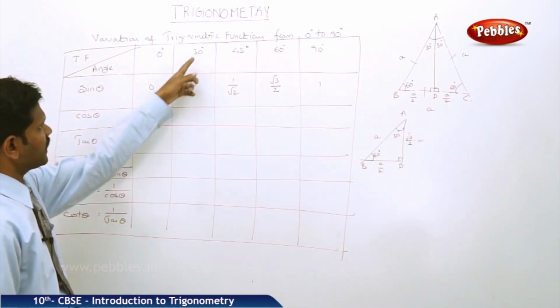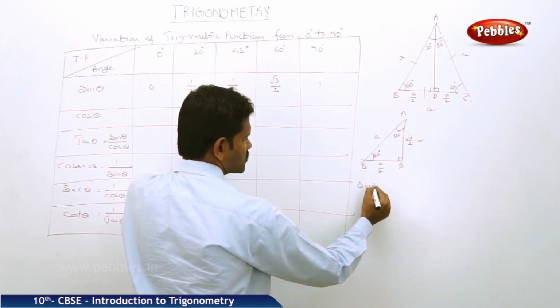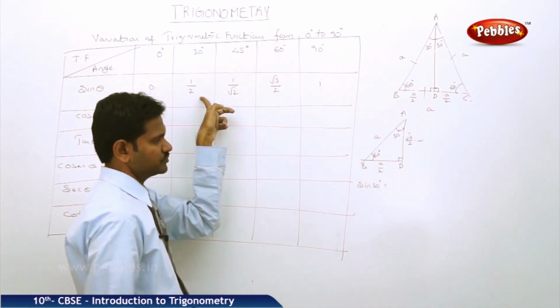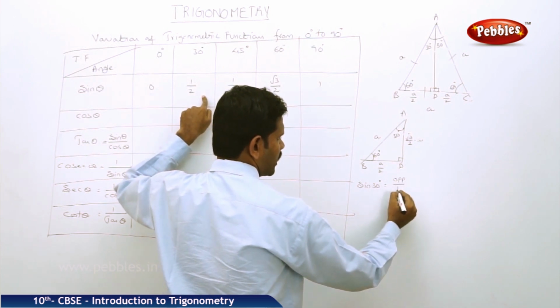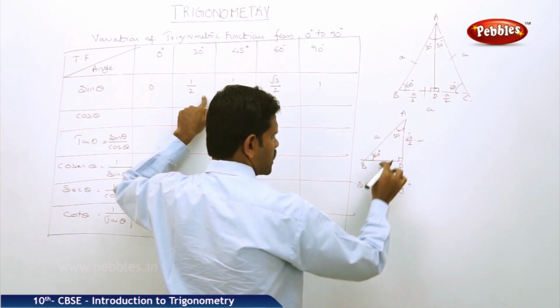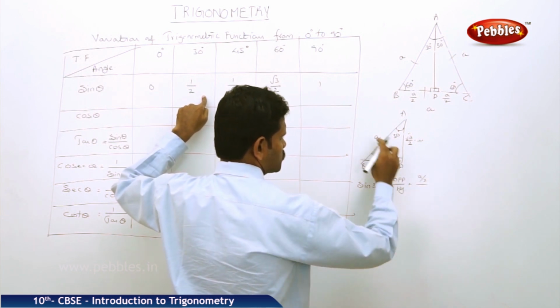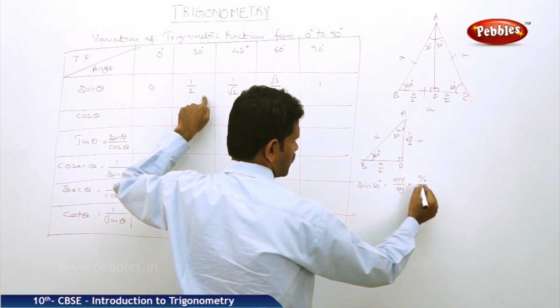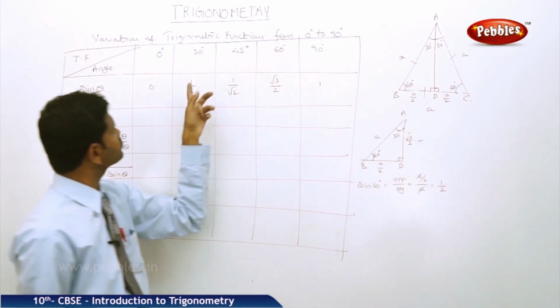Now, I want to check the value of sin 30 first. Sin 30 degrees is opposite side by hypotenuse. What is the opposite side? A by 2. What is the hypotenuse? A. A gets cancelled. What is left? 1 by 2. Sin 30 is 1 by 2.